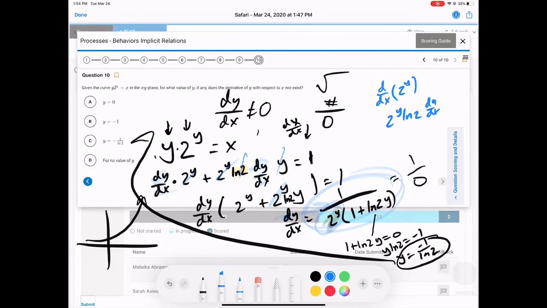No. 2 to the y. Yeah, thank you. 2 to the y never goes to 0, but this part goes to 0 in the back. Cool. Okay, I'm going to stop this.